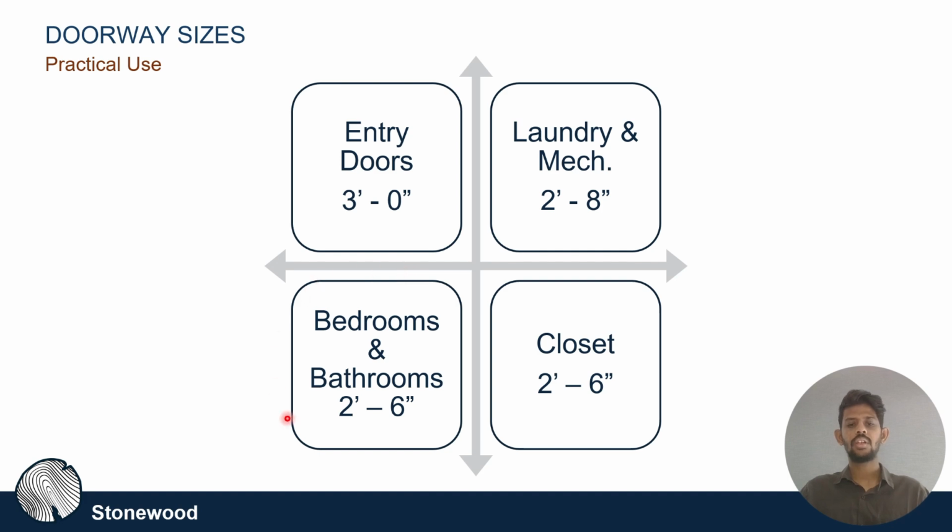For the bedrooms and bathrooms we use 2 feet 6 inches, and closet is 2 feet 6 inches. In the closet we sometimes use double doors and sliding doors, so it's wider also. It depends on the design. This is the practical usage. If you go for the BCIN exam, and in the exam they ask you for the doorway size, it's the minimum size, you have to follow the building code.